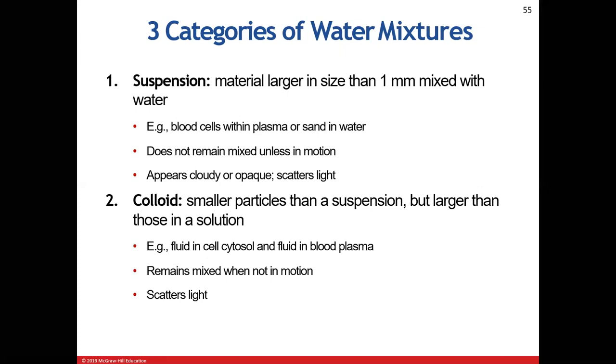When we look at a colloid, it has much smaller particles than what we see with a suspension, but they're larger than those in a solution. And so when we look at an example of a colloid, this is where we have fluid in the cell cytosol and fluid in blood plasma, okay? Again, these substances remain mixed even when they're not in motion. And they also scatter light.